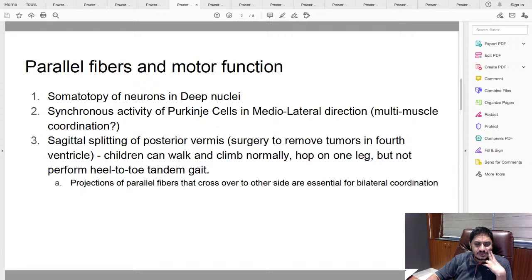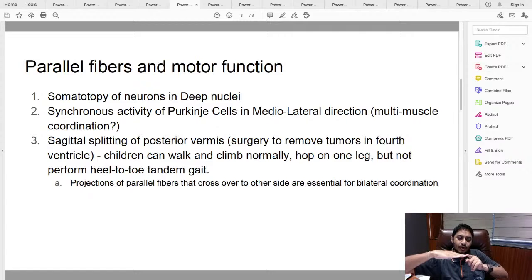And also, how surgery to remove tumors in the fourth ventricle, these are benign tumors, sometimes will cause problems. When they are removed, sometimes people can do individual leg activity with the individual side of the body, but when one has to do heel to toe tandem gait, that is walking like this, suppose this is the toe of the leg and this is the heel of the leg. I am placing one heel over the one toe and then taking the other leg and placing its heel over the next toe and so on and so forth. Right?